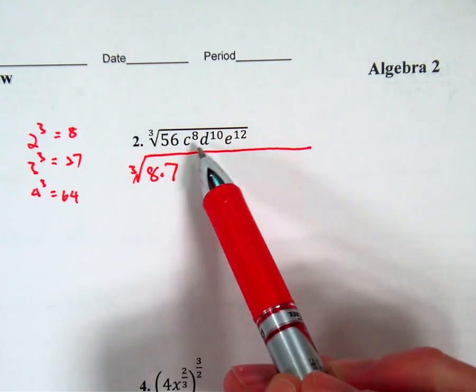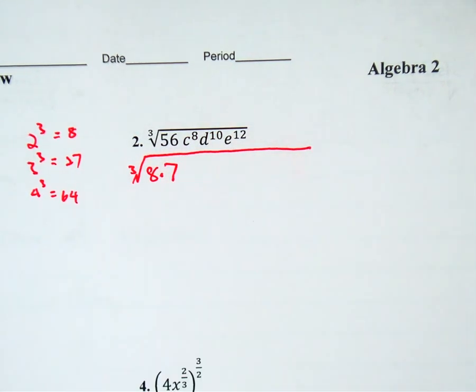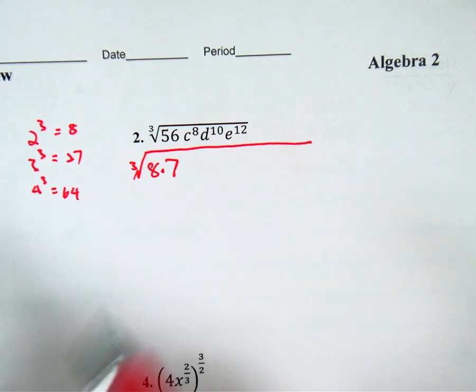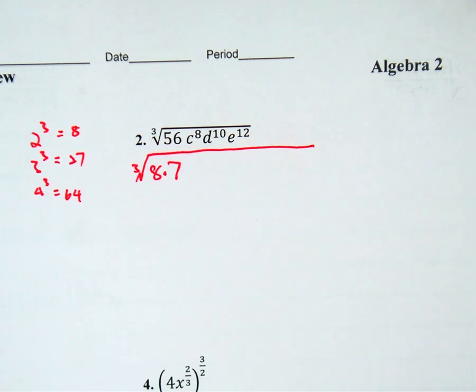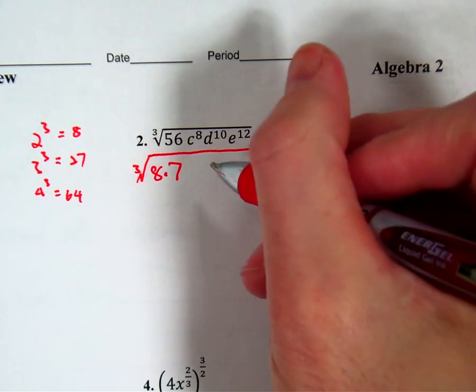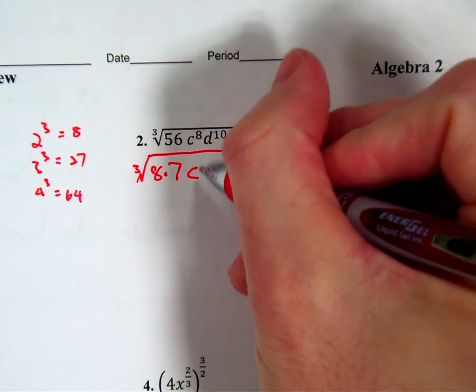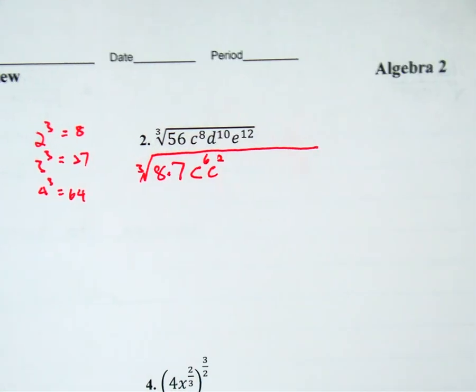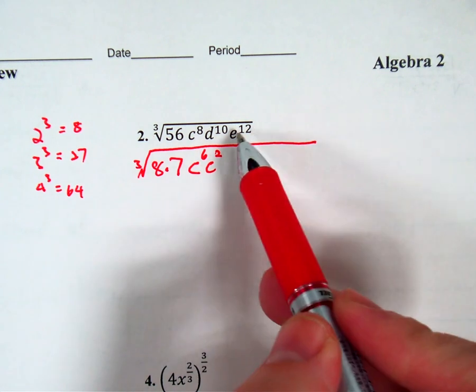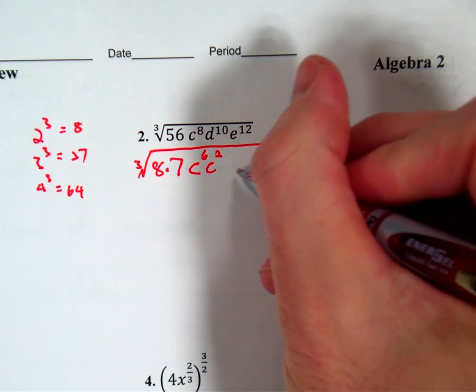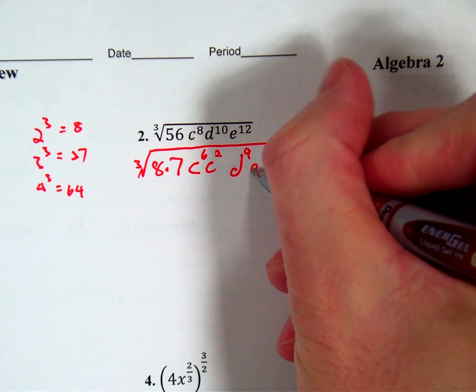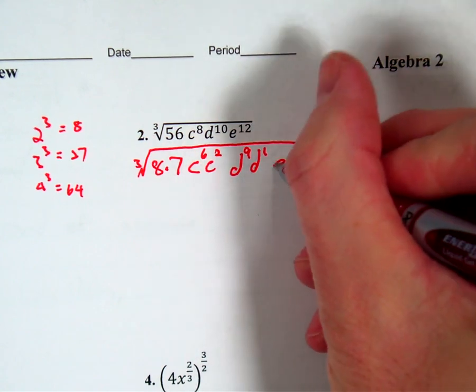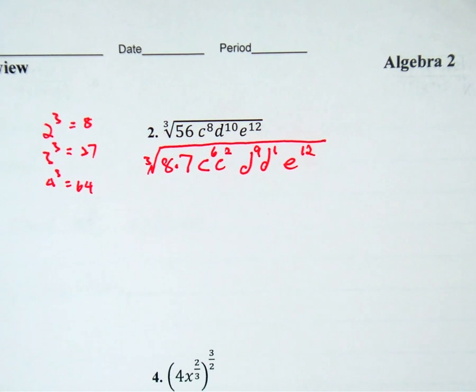Now powers, we divide by the root number. Does 8 divide by 3 nicely? No, it does not. So we're going to break that 8 up into one that does divide nicely and a small leftover. And the leftover should be smaller than the root number. Otherwise, you could do it differently. So we're going to go c to the 6th and c squared. 10 does not divide nicely by 3, but we can go 9 and 1, and e to the 12th does divide nicely by 3, so we can leave it alone.